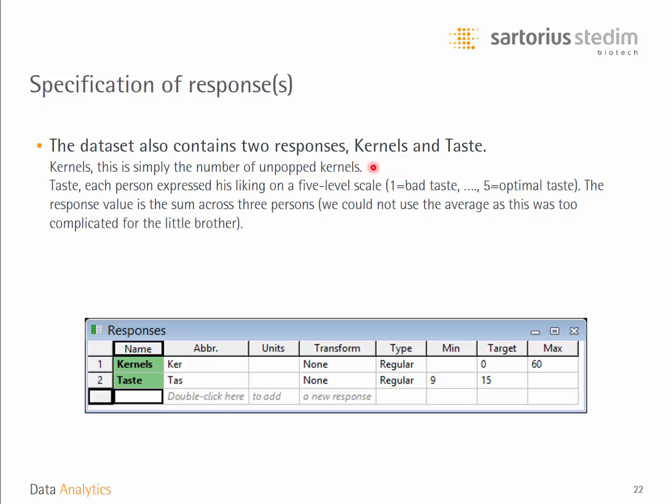and having eaten up all the popcorn. And taste is how the three persons involved in this investigation expressed their liking on a 5-level scale, running from 1, which would be very bad taste, to 5, which would be the ideal dream taste. And the final response value is the sum across the three persons that tested the popcorn. The little brother was too young to understand an average, so we were using the sum instead.